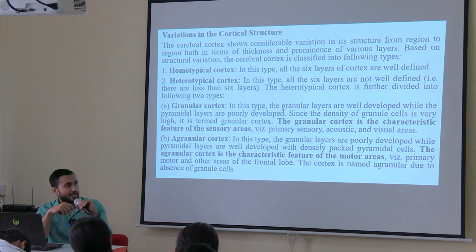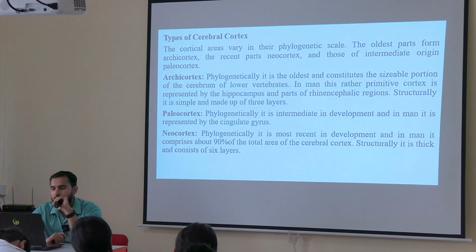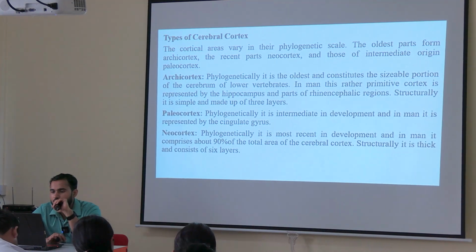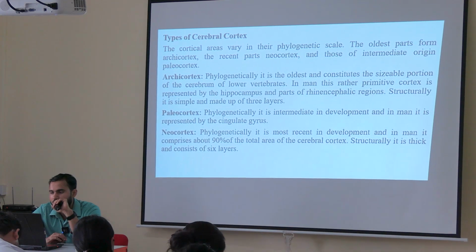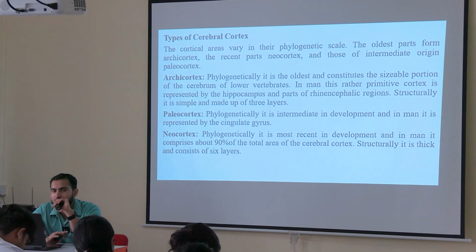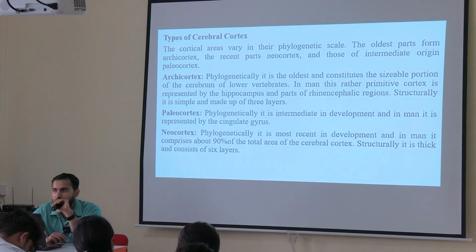Next, based on phylogenetic scale, it is again divided into 3 types. What are they? Archicortex, paleocortex and neocortex. Now what is the meaning of phylogenetic scale?